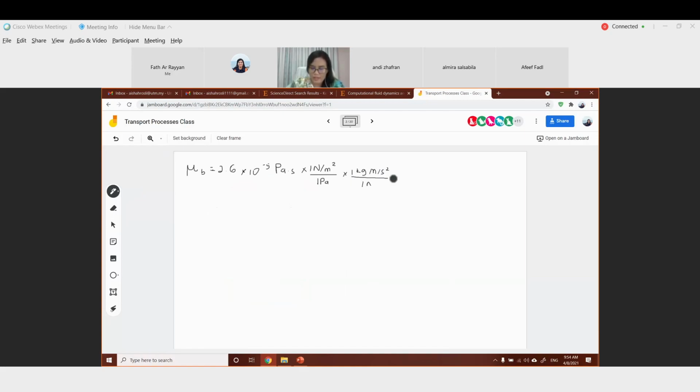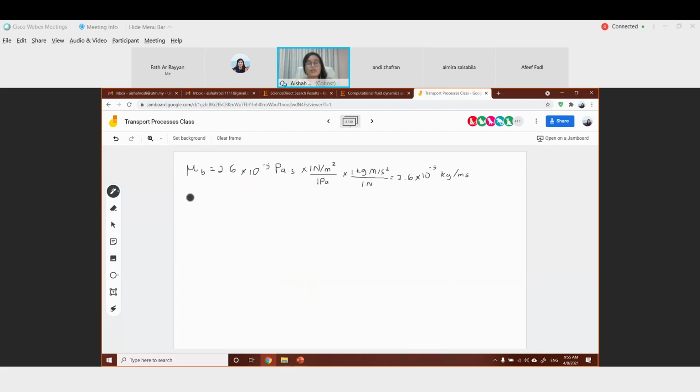So you will get 2.6 times 10 to the power of -5 kilogram per meter second. Okay. Oh yeah, I just remembered that some of the students are not able to come in this early, so it's okay. I will be uploading this onto the e-learning later.